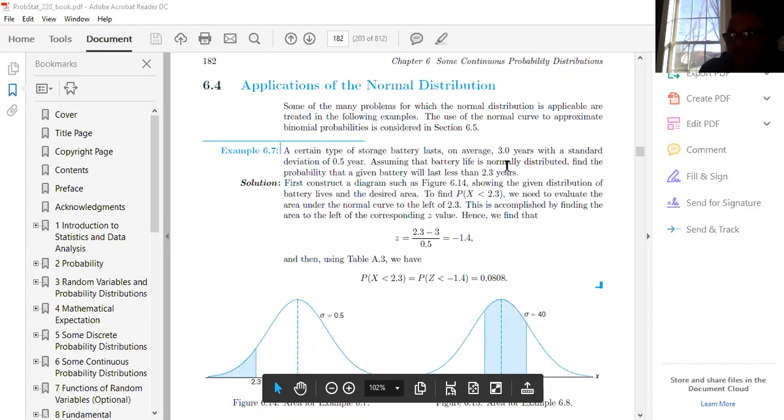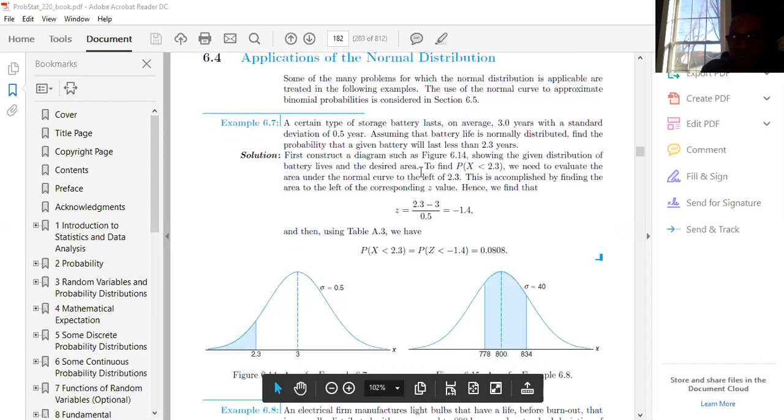Assuming the battery life is normally distributed, that means a bell-shaped curve, find the probability that the given battery will last less than 2.3 years. Now, look over here. The average life is 3, that is your mu. And less than 2.3 means one particular battery's life is 2.3 years, which is less than the average life. Less than the average life means we are moving on the left side of the normal curve.